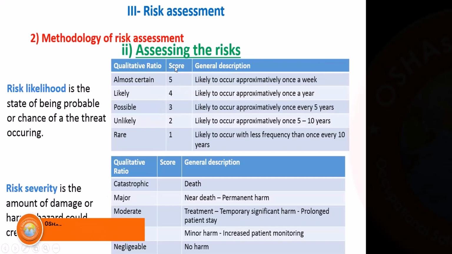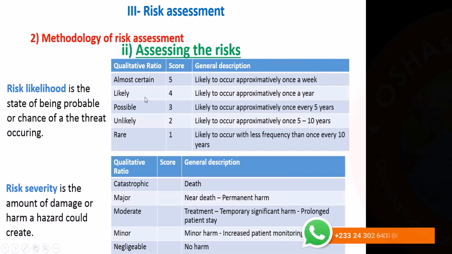So we have 5 concerning the likelihood, that is almost certain. 4, likely, can occur approximately once a week. Let's start by 1. 1 is rare, likely to occur less frequently than once every 10 years. 2, unlikely, 5 to 10 years. 3, possibly once every 5 years. 4, once every year. 5, once a week.